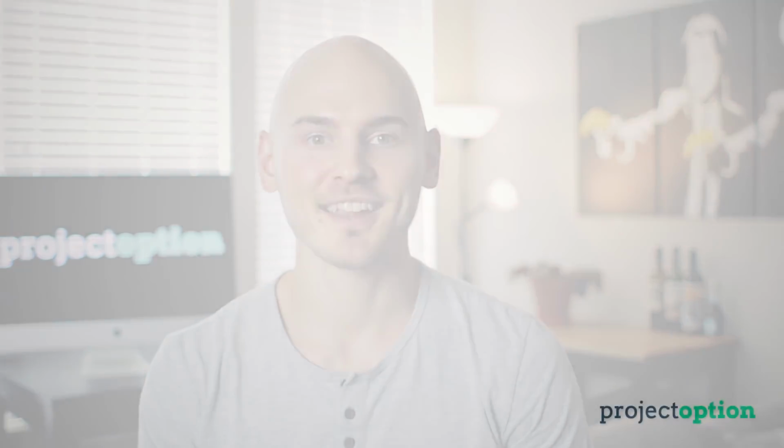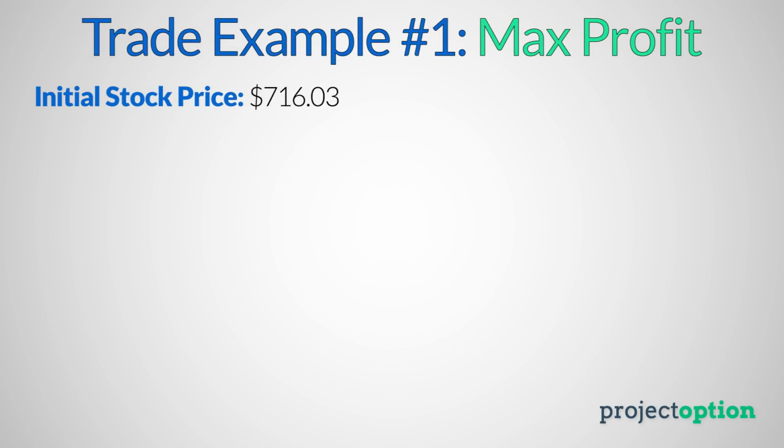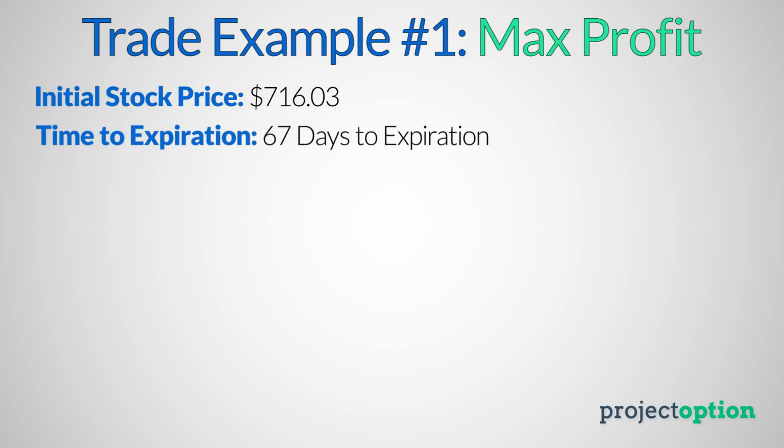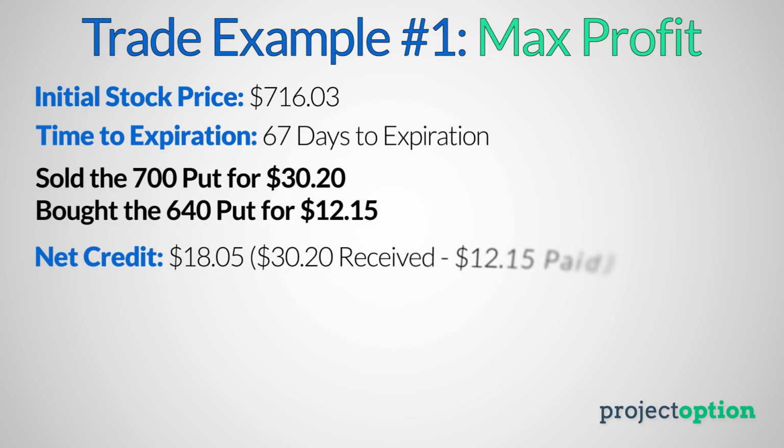In this example, we're going to look at a scenario where the bull put spread ends up with the maximum profit potential at expiration. Here are the trade details. At the time of entering the trade, the stock price was $716.03. The options used in this example had 67 days until expiration. To construct the bull put spread, I sold the 700 put for $30.20, and I purchased the 640 put for $12.15. The net credit in this example is $18.05 since I collected $30.20 for selling the 700 put and paid $12.15 for buying the 640 put.